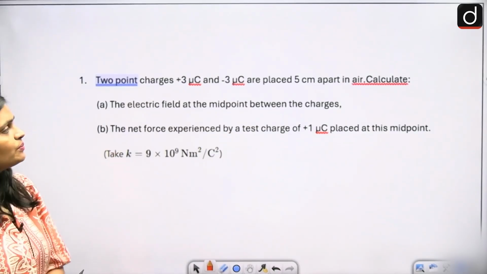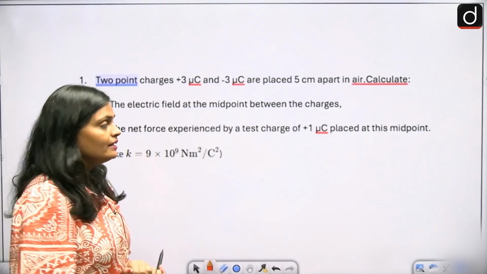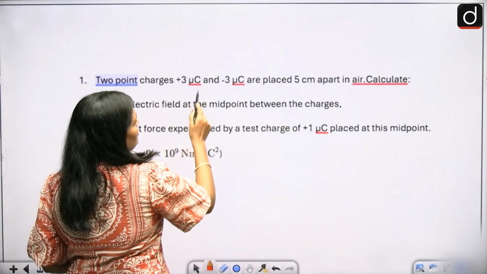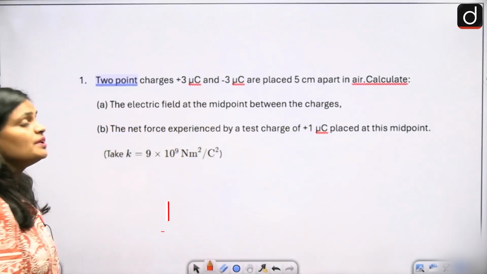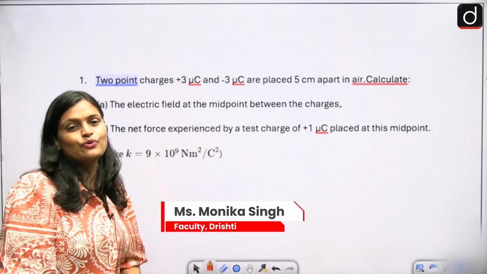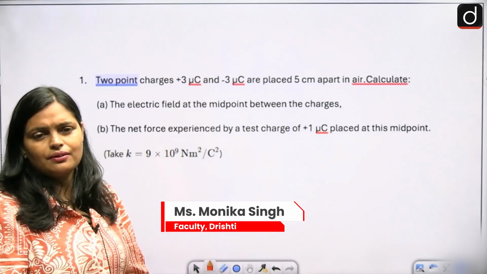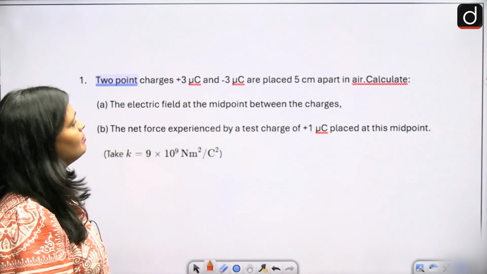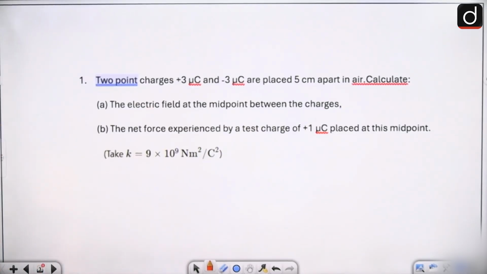Let's go with the first question. The first question is: two point charges, plus 3 µC and minus 3 µC. Mu is micro, and C is Coulomb, so you can also write microcoulomb. Two point charges, plus 3 microcoulomb and minus 3 microcoulomb, are both placed 5 centimeter apart in air.